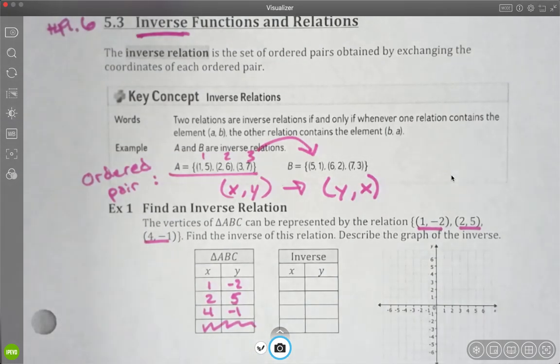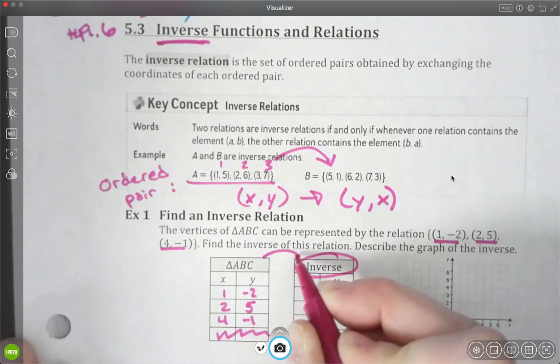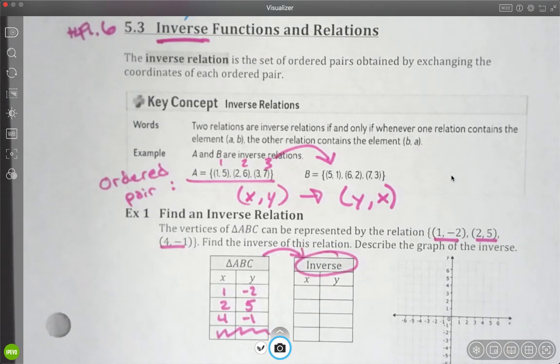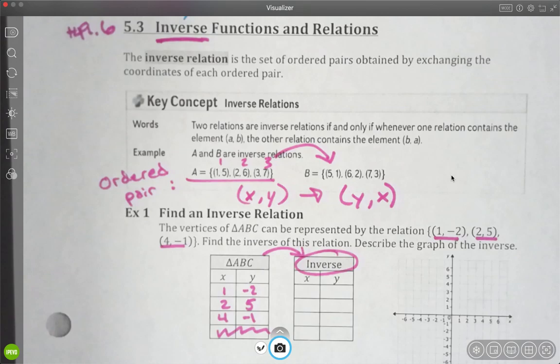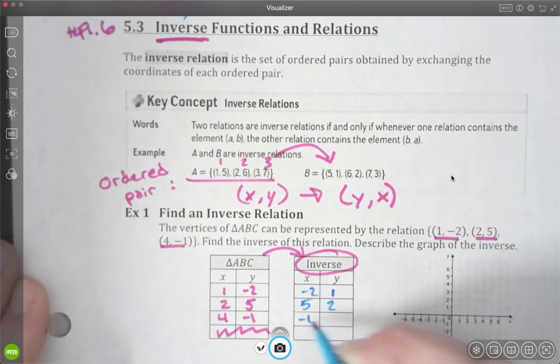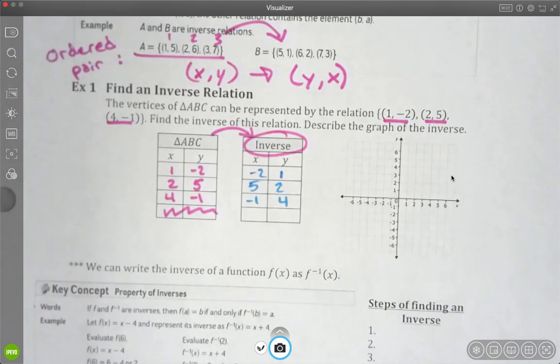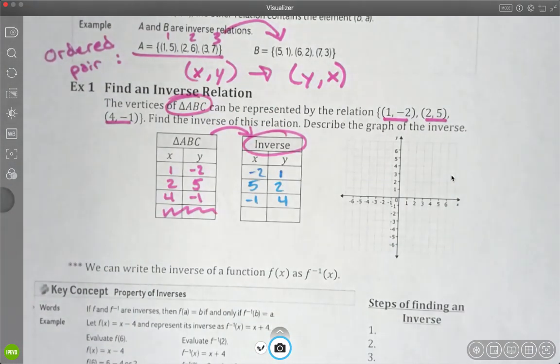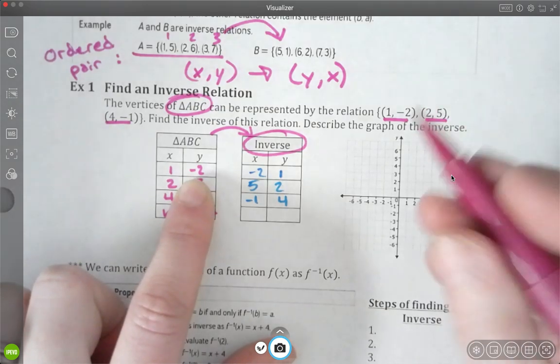If I want to do the inverse then, you just flip them. Literally write the points down. They're on your paper. So then it would be (-2, 1). I'm going to do that in a different color. (-2, 1), (5, 2), and (-1, 4). And we'll see what this does to the graph. We were graphing a triangle. I'm going to graph the first one in a different color, and we'll do it this way: (1, -2).